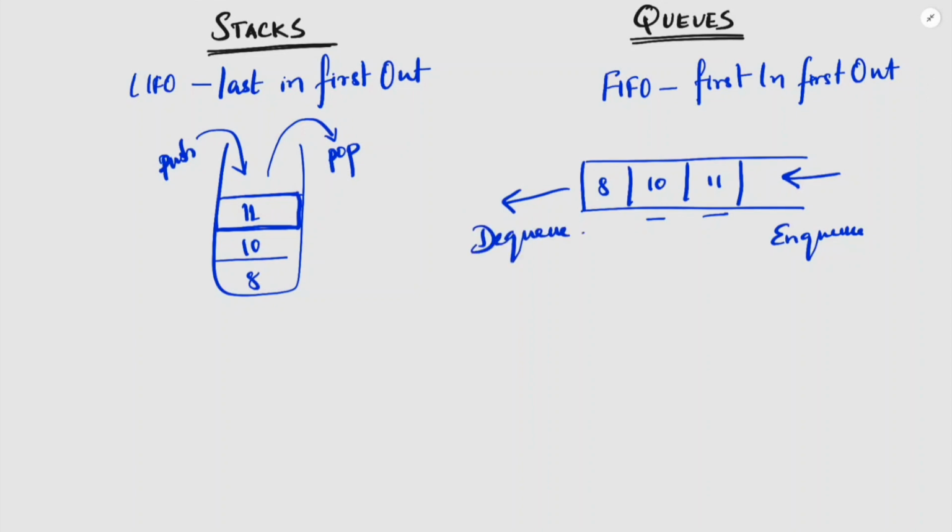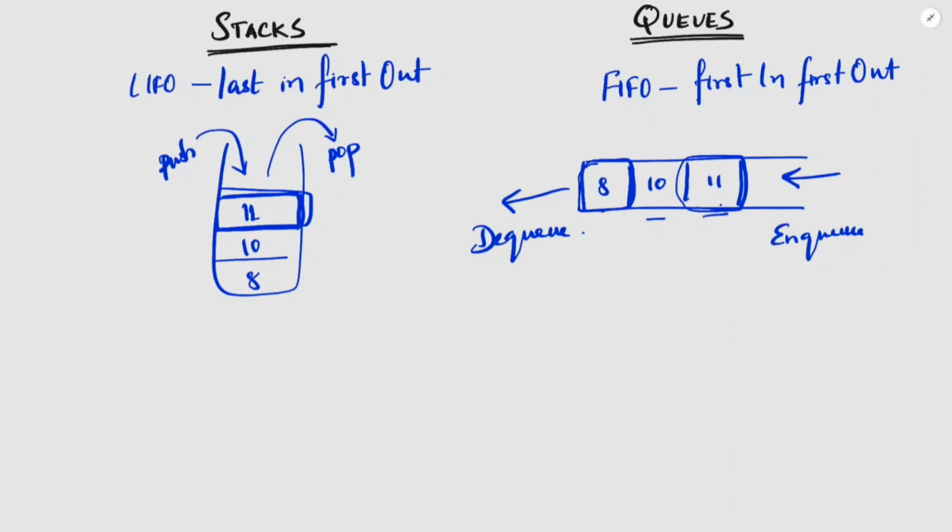So that's the only implementation difference between stack and queue. So both help in storing list of elements. In case of stacks, it is last in, first out. But in case of queues, it is first in, first out. Alright, so these were the basics of both stacks and queues.